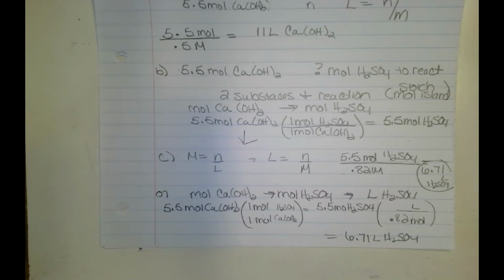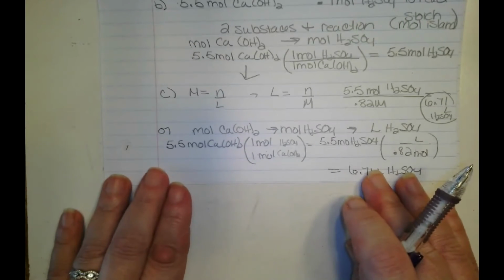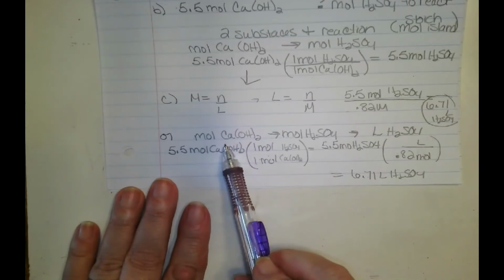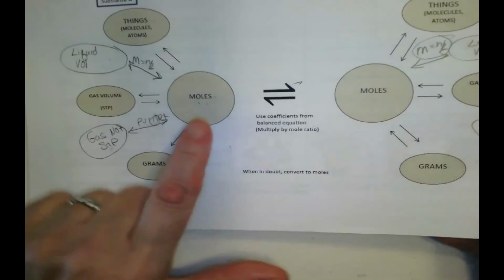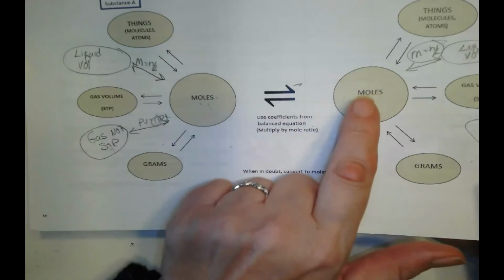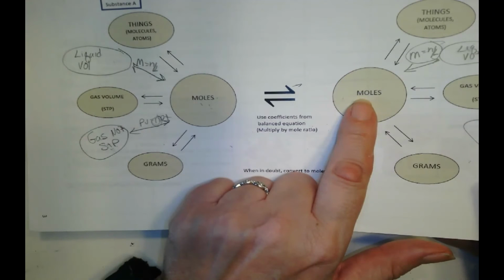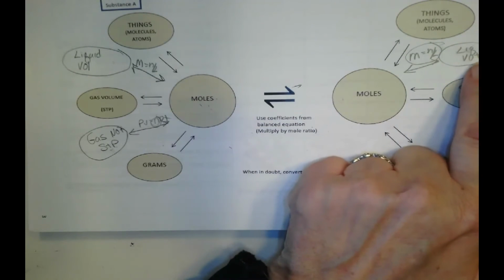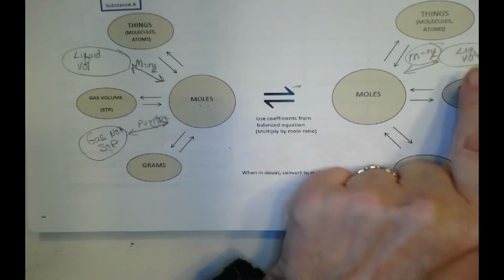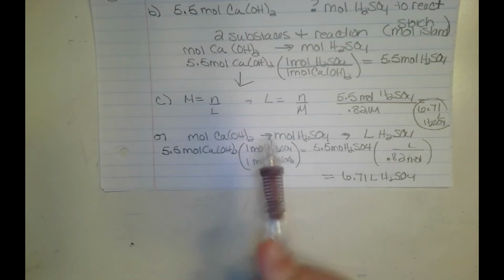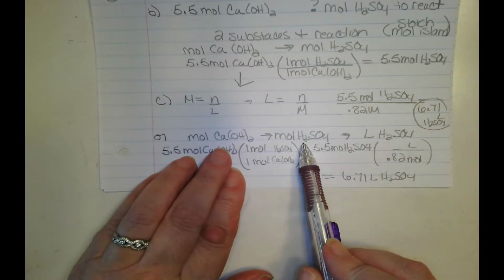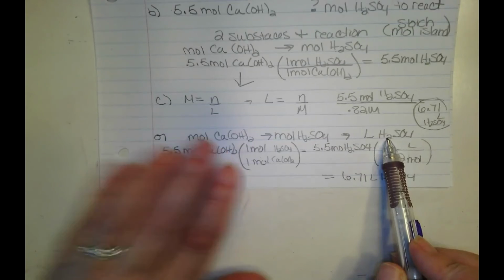Now, if you didn't recognize that was a continuation, we can do our stoichiometry, because I'm going from moles of calcium hydroxide, and then they want me to find liters of H2SO4. Okay, so I'm starting right here with moles of calcium hydroxide. I need to go to moles of sulfuric acid, and then I need liters, which is my volume of liquid, not gas, and I'm going to use that molarity formula. Okay, so my path is moles of calcium hydroxide to moles of H2SO4 to liters of H2SO4.